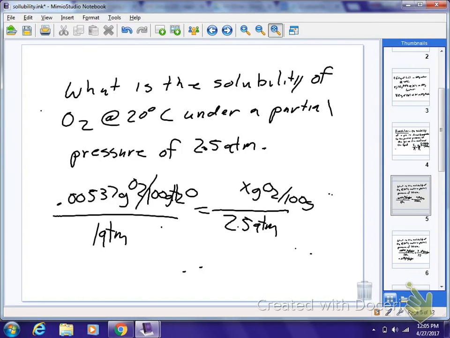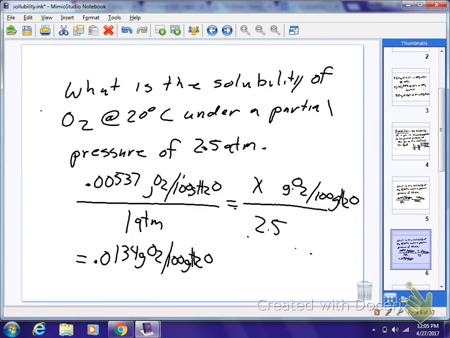So your final answer when you're done is 0.0134 grams, 0.0134 grams per 100 grams of water. Please put per 100 grams of water. Okay? And you do that. The next problem that you have to solve is just as easy. Same idea, proportion. Again, we're using page 410.